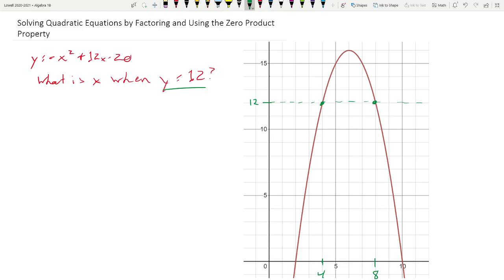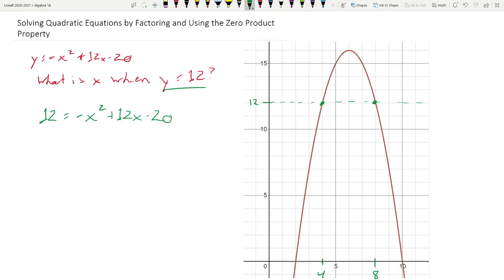So how would I do this? Well, you've done this with a linear function. You've seen problems where you know what x is and you need to find y, and you've also seen problems where you know what y is and you need to find x. So we're just going to do that here. We're going to plug this in: 12 is the new y value, and we're trying to solve negative x squared plus 12x minus 20.